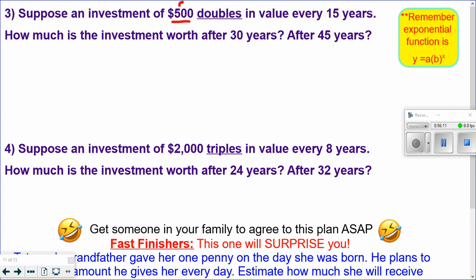Suppose an investment of 500. So this is your A. That's your initial value, the y-intercept. It doubles, so that's times 2. That's the B. Every 15 years, though. So what is it worth after 30? What is it worth after 45? All right, figure it out. Obviously you could figure it out by hand, but let's see if you can write the equation for the exponential function, and then substitute the right values in. Press pause now.